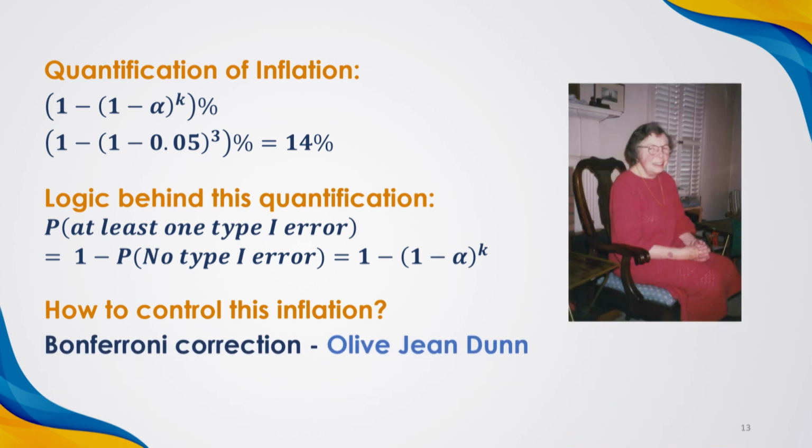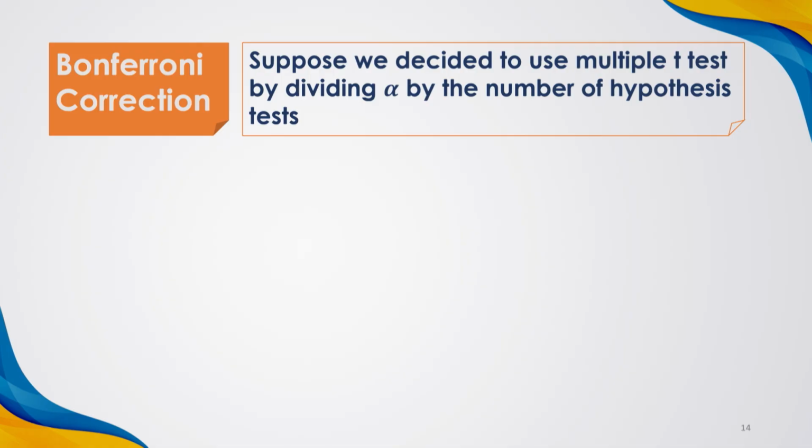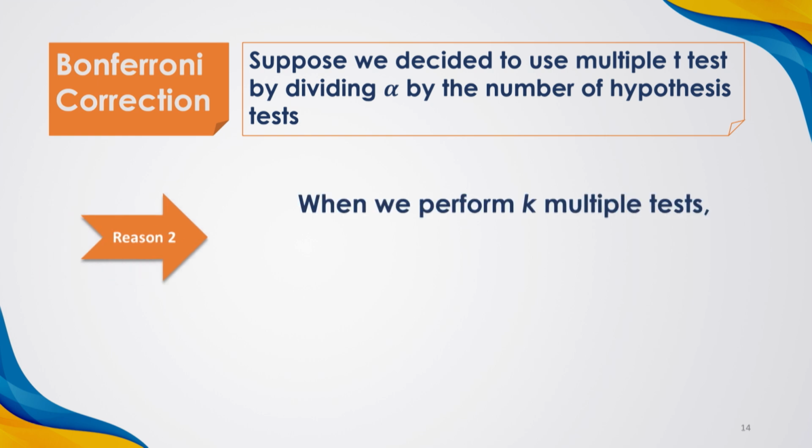This inflation of alpha error can be reduced or controlled by a correction called the Bonferroni correction, which was given by Olive Jean Dunn. What is the Bonferroni correction? Suppose you are doing multiple t-tests and you have fixed your alpha, and the number of hypothesis tests you have is k. Then you have to divide your alpha by the number of tests you are performing.